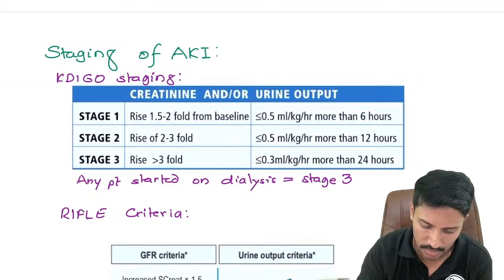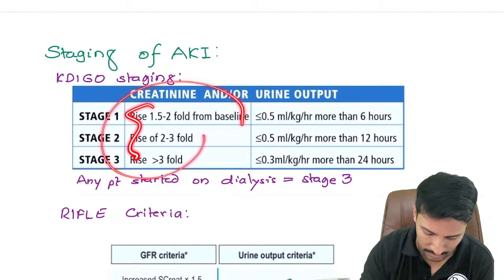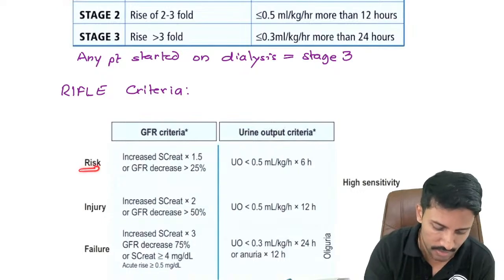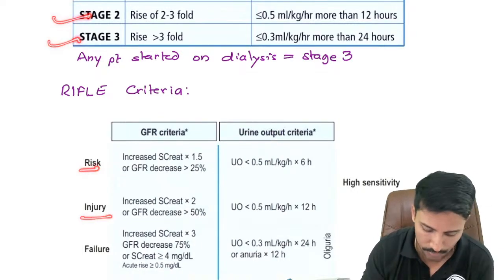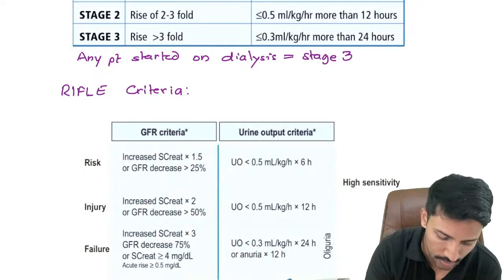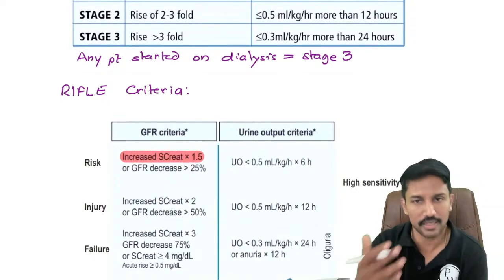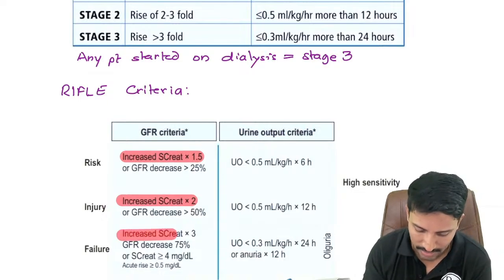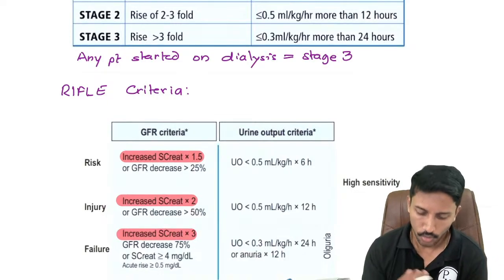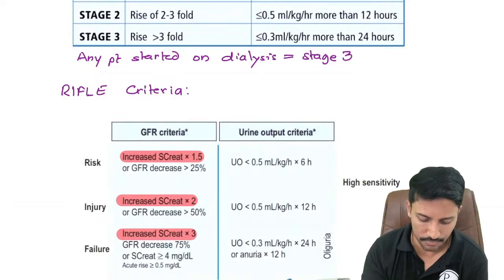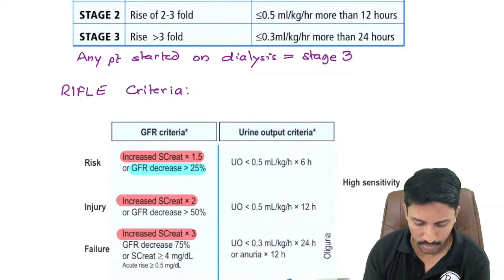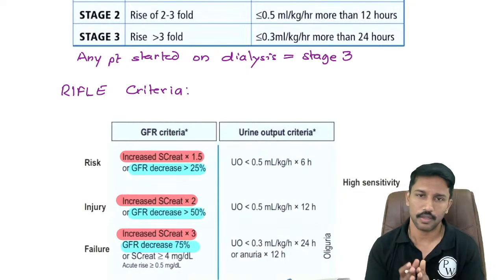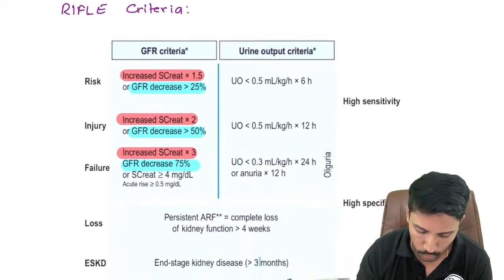As long as you remember stages 1, 2, 3 with creatinine, you also remember risk, injury, failure. So stage 1 is nothing but our risk. Stage 2 is the injury stage, and stage 3 is our failure stage. When the creatinine is more than 1.5 times the baseline, it is risk. When it is more than 2 times the baseline, it is injury. And when it is more than 3 times the baseline, it is failure. The only thing we have added here is the GFR. GFR decreasing by more than 25%, more than 50%, or more than 75% is our risk, injury, failure. Okay. Then here we have 2 more things added.